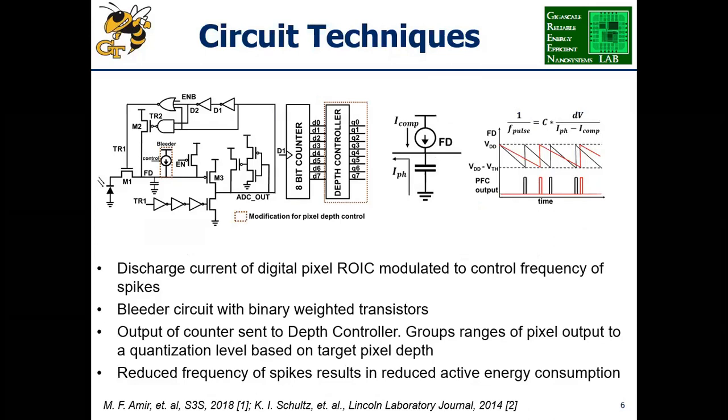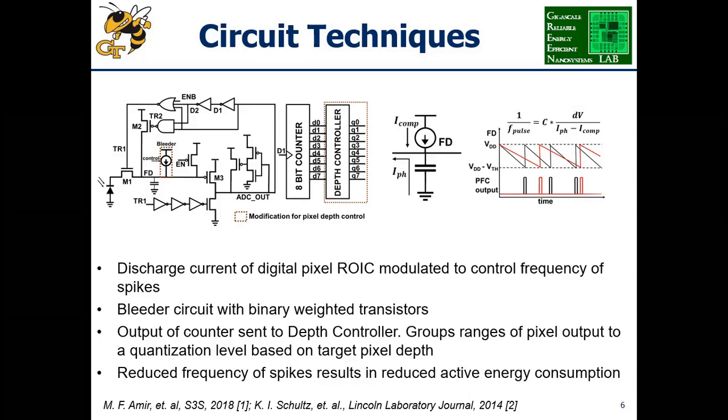So here's a look at some of the basic circuit techniques that we use to achieve the multiple pixel depths. We use a digital pixel that has been proposed in literature already, and we modify it to achieve depth control. The basic operating principle of this digital pixel is the generation of spikes as the capacitor at node FD discharges with the photocurrent. The number of spikes generated gives the pixel response. So by controlling the current at node FD with the help of a digitally controlled bleeder circuit, we can modulate the frequency of the spikes. And this in turn will modulate the frequency of the pixel response.